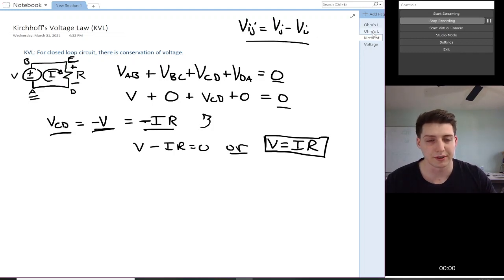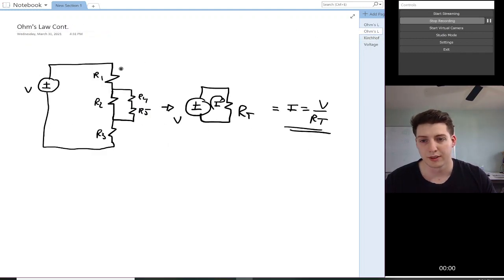So we can go back to the previous example. We would have a voltage drop over R1, voltage drop over R2, voltage drop over R3, voltage drop over R4, and a voltage drop over R5, because our current would be going that way.